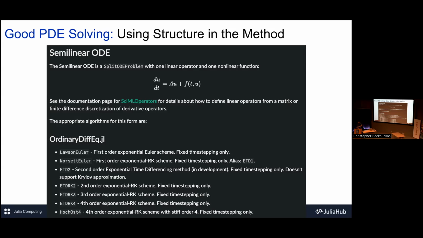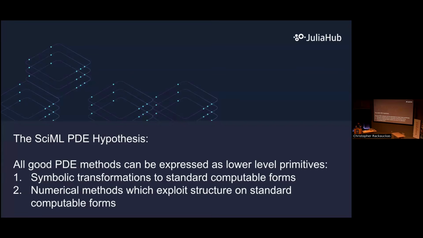But it's this idea of: give me as much structure as you have, and I can build methods that exploit that structure, because PDE solvers are not necessarily methods that are specific to PDEs, they're methods that are specific to mathematical structures. And if you instead give this mathematical structure to a solver library, then there's a way to always seem to generalize that. So that's the SciML PDE hypothesis, right?